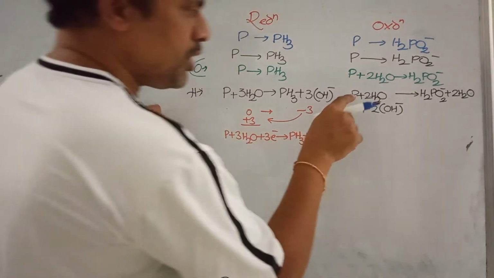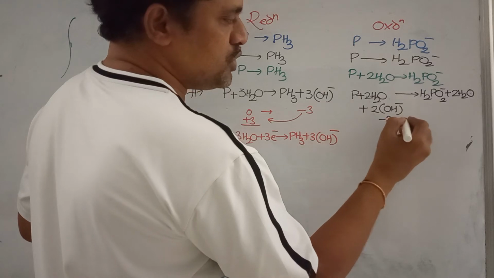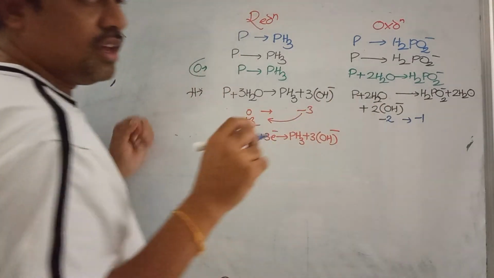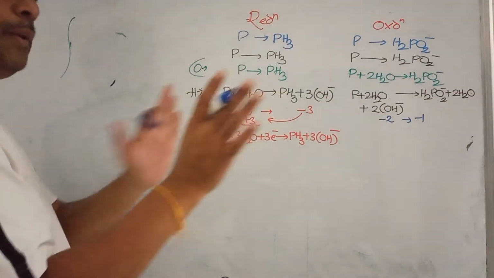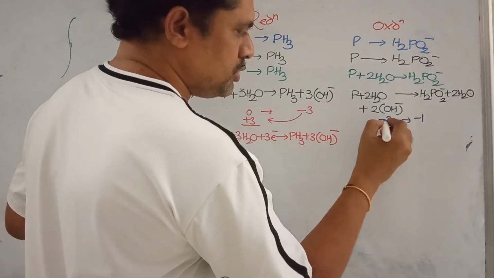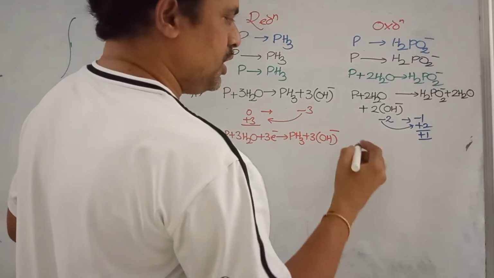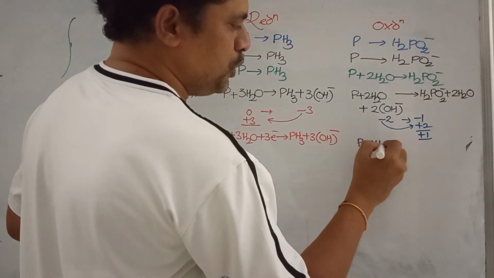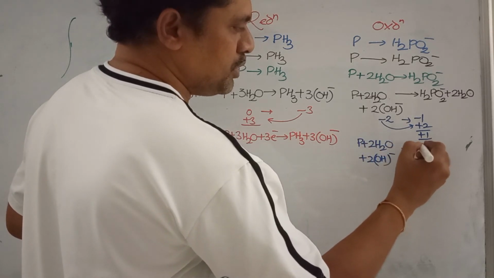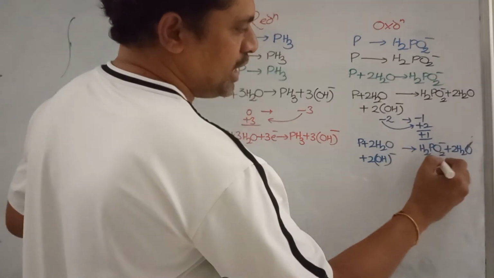In this case, we'll see 0 charge, 2 minus charges. Minus 2 charge this side, this is 1 minus charge, H2PO2 minus, 1 minus charge. Don't forget the charges. Otherwise, your answer will go definitely. Okay. Minus 2 and minus 1. So this will be minus 2. Smaller number, it comes here plus 2. Means you need to add 1 electron this side. So P plus 2 H2O plus 2 OH minus gives rise to H2PO2 minus plus 2 H2O plus 1 electron.